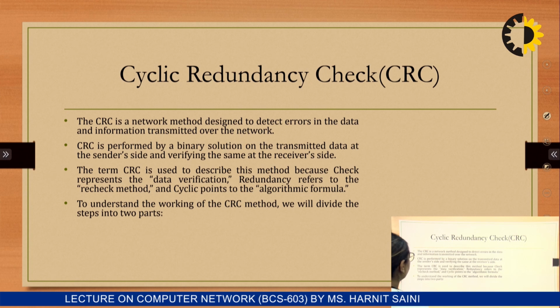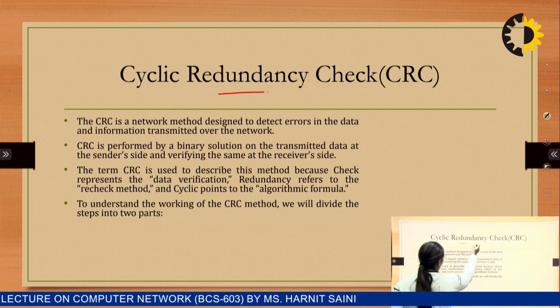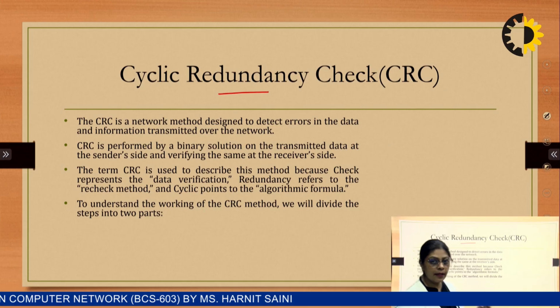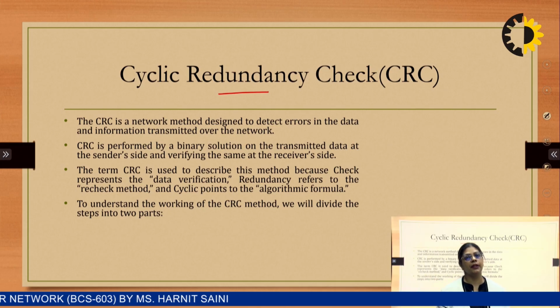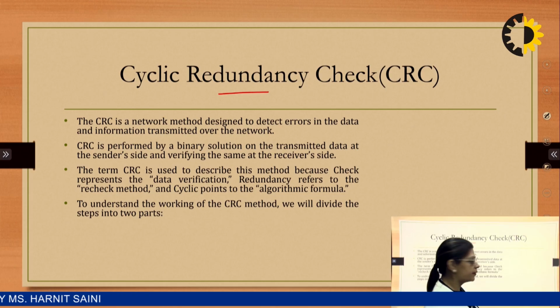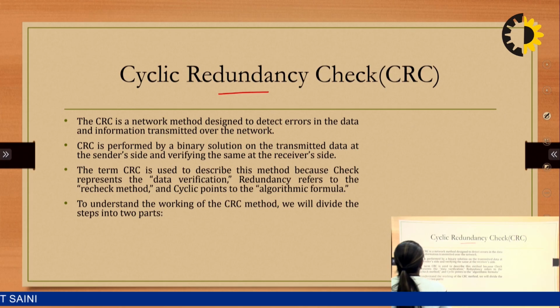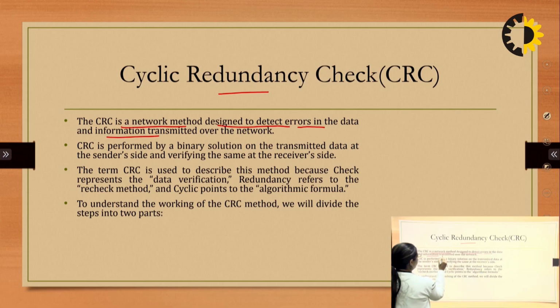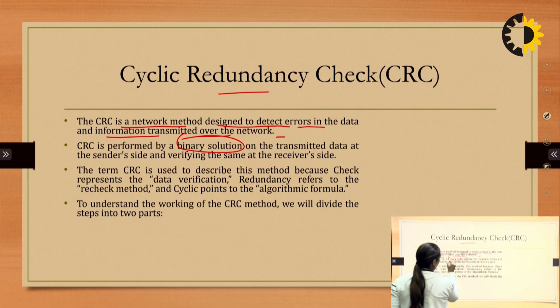Now the next method is cyclic redundancy check. Here also we have to put some redundant bits to help the receiver check whether there is an error in the data or the data is free from errors. CRC is a network method designed to detect errors in the data and information transmitted over the network. CRC is performed by binary division on the transmitted data at the sender side and verifying the same at the receiver side.